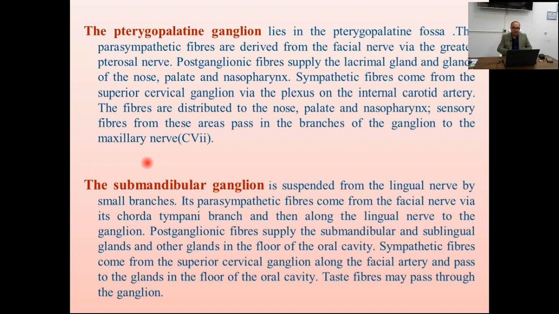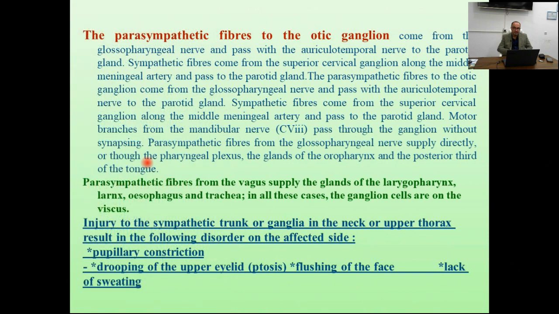The submandibular ganglion is suspended from the lingual nerve by small branches. Its parasympathetic fibers come from the facial nerve via its chorda tympani branch and then along the lingual nerve to the ganglion. Postganglionic fibers supply the submandibular and sublingual glands and other glands in the floor of the oral cavity. Sympathetic fibers come from the superior cervical ganglion along the facial artery and pass to the glands in the floor of the oral cavity. Taste fibers may pass through the ganglion.